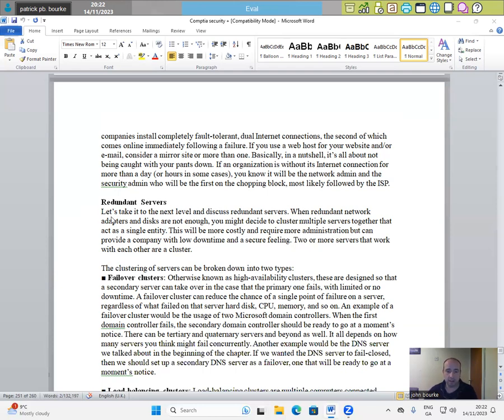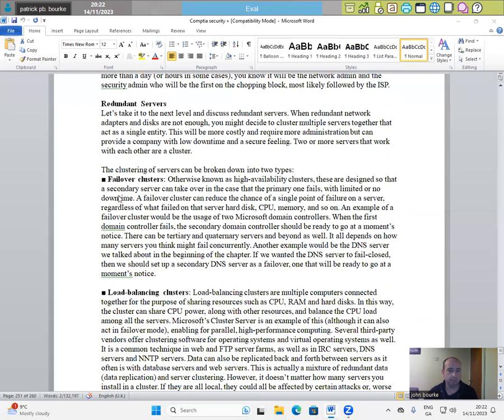Let's take it to the next level and discuss redundant servers. When redundant network adapters and disks are not enough, you might decide to cluster multiple servers together that act as a single entity. This will be more costly and require more administration, but can provide a company with low downtime and a secure feeling. Two or more servers that work with each other are a cluster.